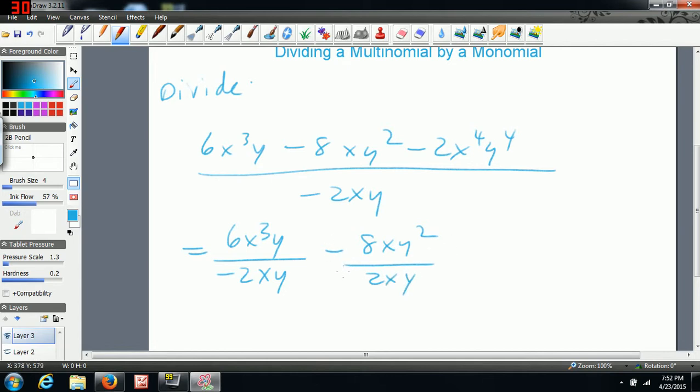Now over here, we have two negatives. Okay, now this here, this is still negative on the bottom, so I have to watch out there, okay? Minus 2x to the 4 y to the 4 over negative 2xy.